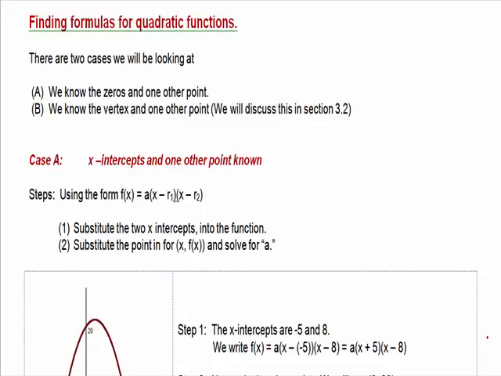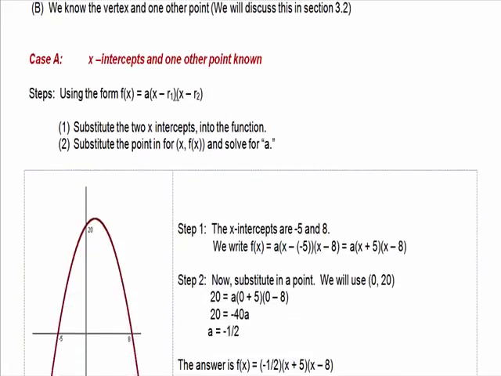When we do this, there will be two cases we will be looking at. The first case is that we know the zeros and one other point. The second case will be that we know the vertex and one other point. This case B we are going to discuss in section 3.2, so we won't be doing that in section 3.1. So we're first going to look at case A, when we know the x-intercepts and one other point. So how do we do this?